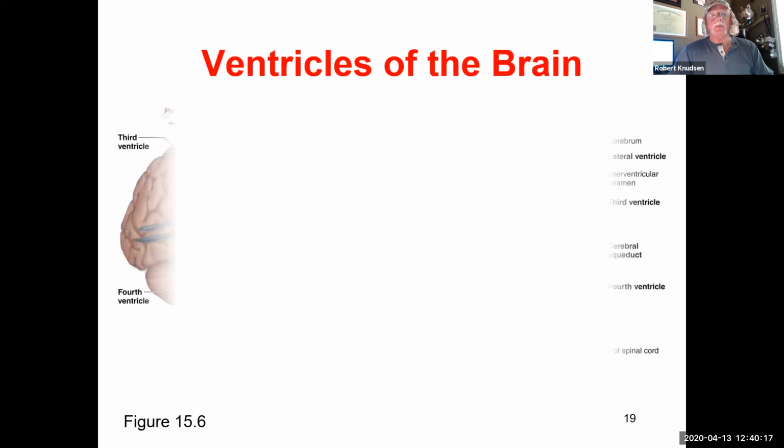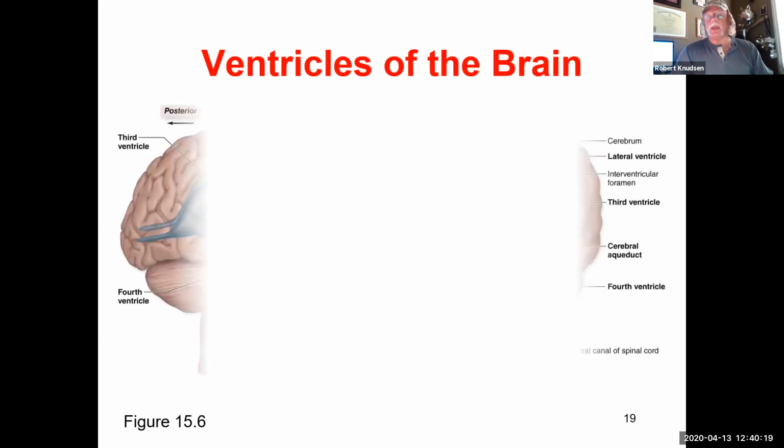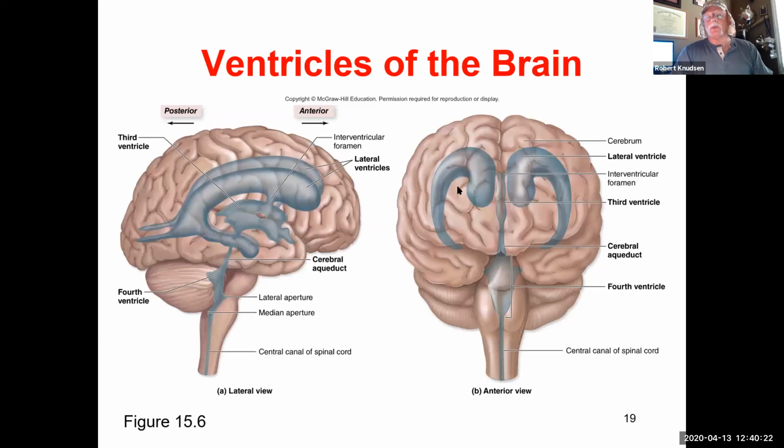Ventricles of the brain. There we go. The one that looks like a Dodge Ram. To me, this looks like the Dodge Ram thing they put on the front of the trucks. If it doesn't look like that to you, I'm sorry, I tried. Here's your number 1 and 2 lateral ventricles. Right here is where the thalamus is. Here's your 3rd ventricle. Here's your 4th ventricle. And this little thing that connects them is called the cerebral aqueduct.